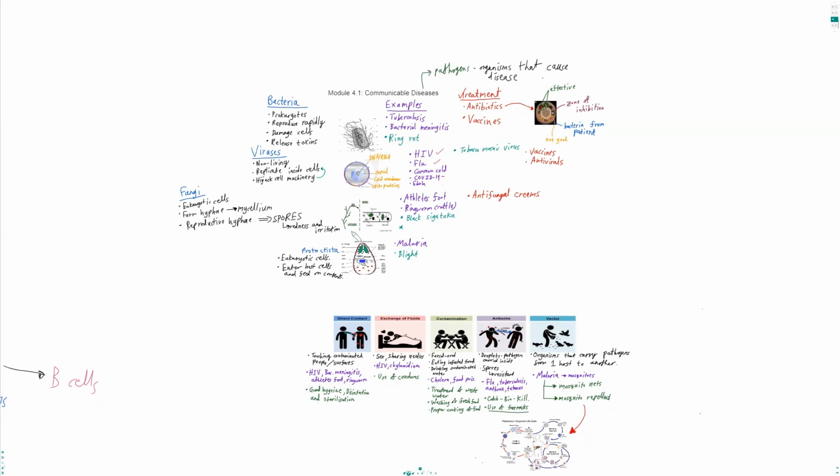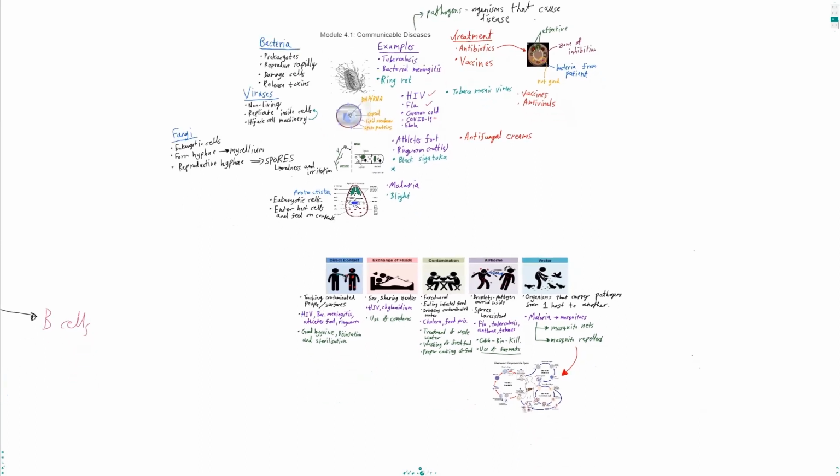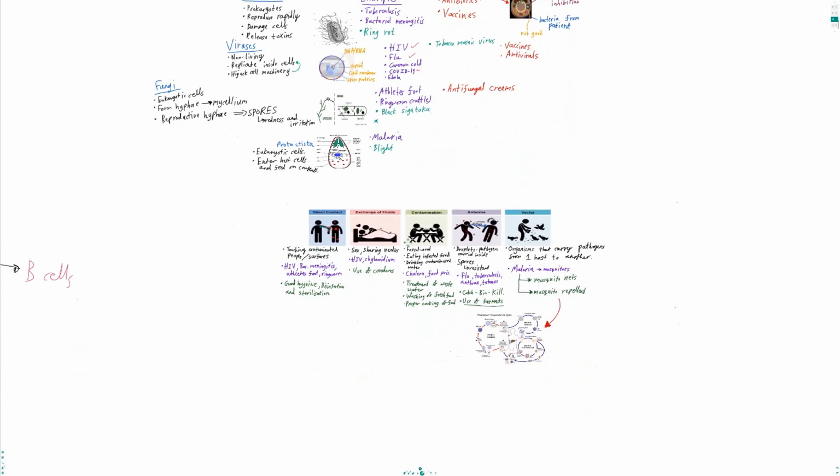So in the last video, we looked at some examples of different pathogens. Remember, pathogens are organisms that cause disease. We looked at the various types of pathogens: bacteria, viruses, fungi, and protists. We looked at some examples of diseases caused by these pathogens, and we looked at ways in which we can treat these different pathogens. We also looked at ways in which pathogens can be transmitted.